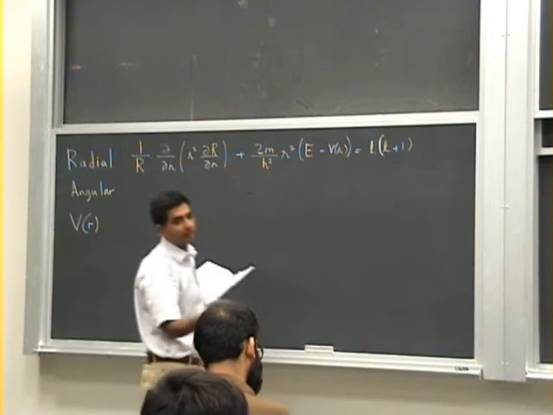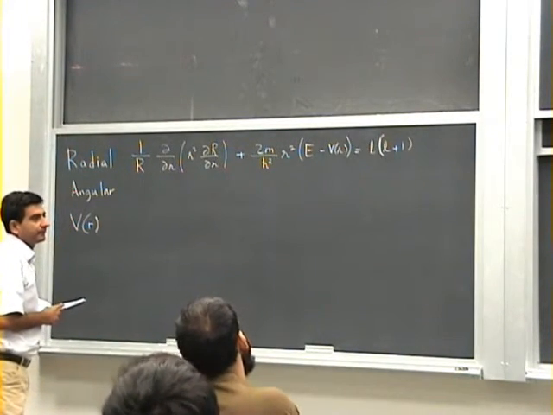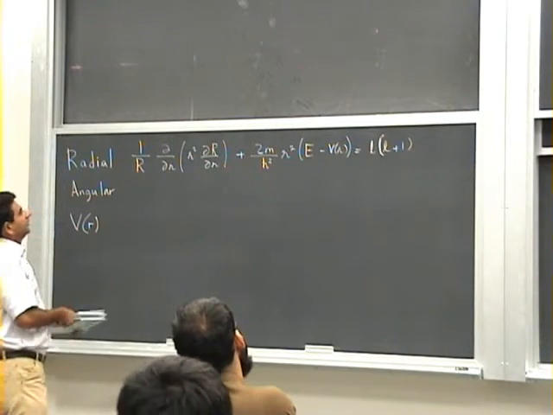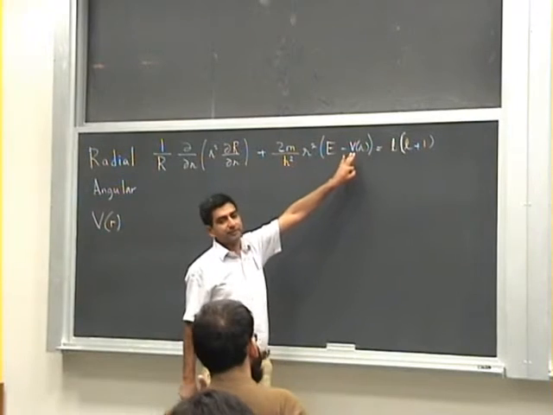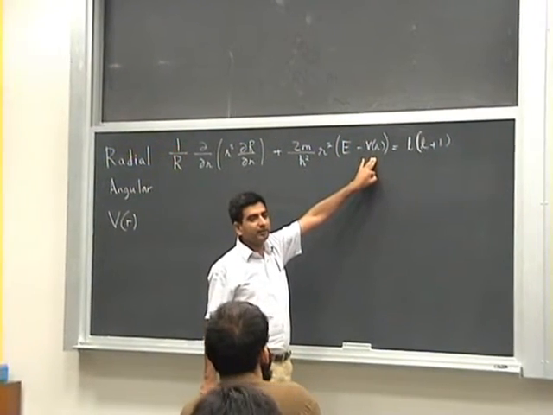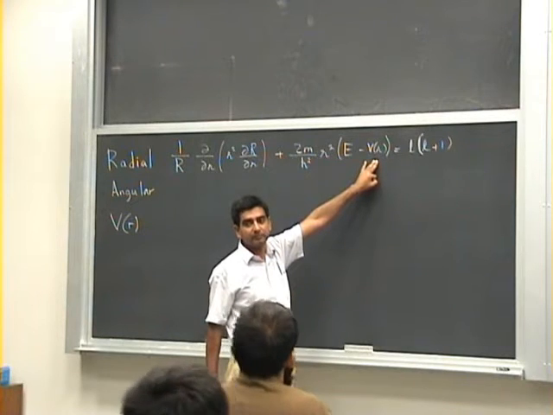Where L is some number. We don't know what that number is. Anyway, this equation was solved in the recitation for a particular potential energy function, right? For the potential energy function for an electron inside the hydrogen atom.